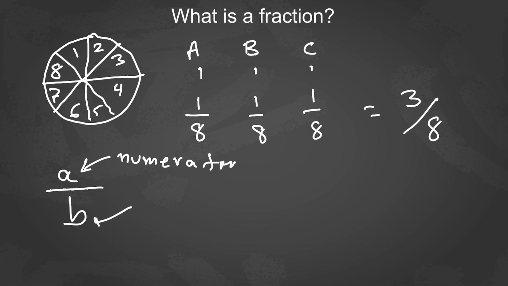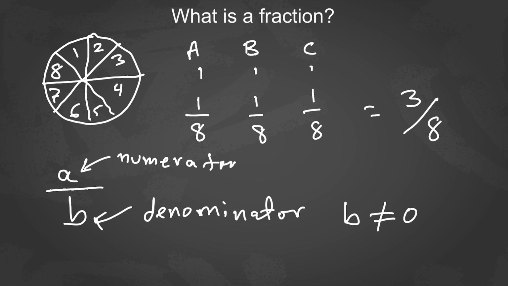And then this number in the bottom, we call this the denominator. And the denominator, b, cannot be equal to 0. Because if b is 0, then we have an undefined system here.